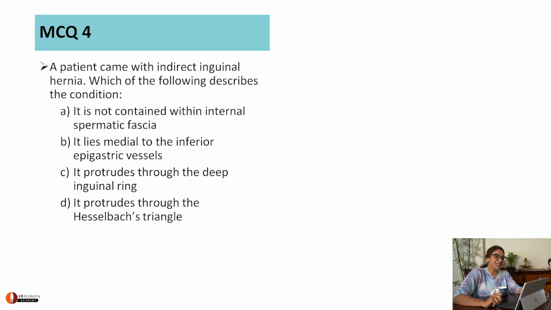MCQ 4. A patient came with indirect inguinal hernia. Which of the following describes the condition? So which is correct? It is not contained within internal spermatic fascia. Not sure. It lies medial to inferior epigastric vessels. Remember, it's indirect. Indirect always lies lateral to inferior epigastric vessels. So this is wrong. It protrudes through deep inguinal ring.